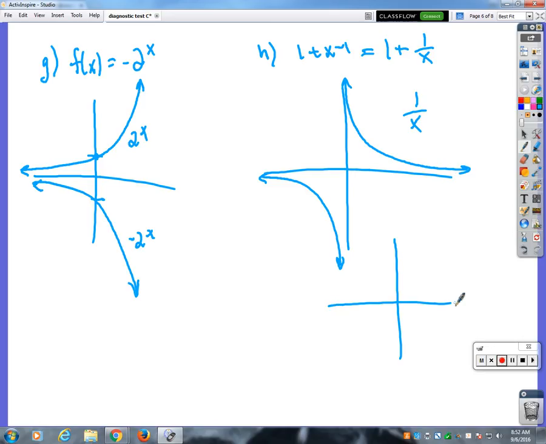What happens if I go 1 plus 1 over x? Just move it up one. Just move it up 1, yeah. So this horizontal asymptote, instead of being there, becomes there. So it looks like this, and like that. Okay?